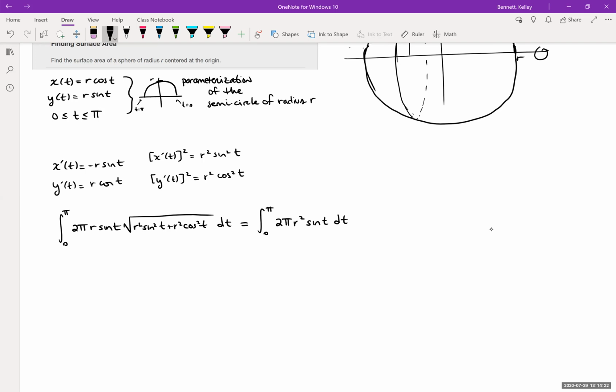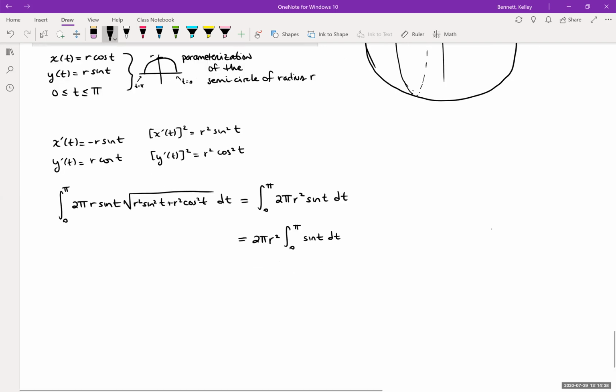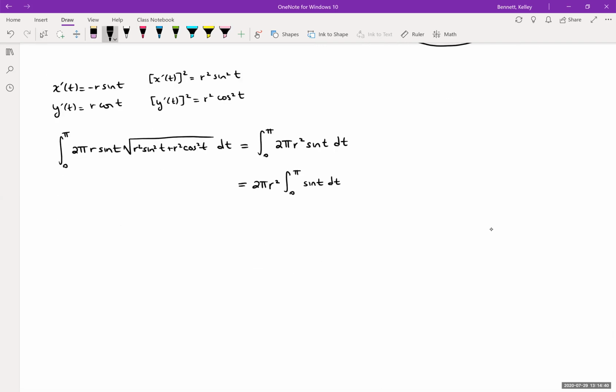Remember that r here is a constant. So if you're like, oh, integration by parts, no. R is a constant. We only really have to deal with sine of t. And in fact, to illustrate that, I could write it like this. So the integral of sine of t is just negative cosine. And I'm going to evaluate that from 0 to pi.